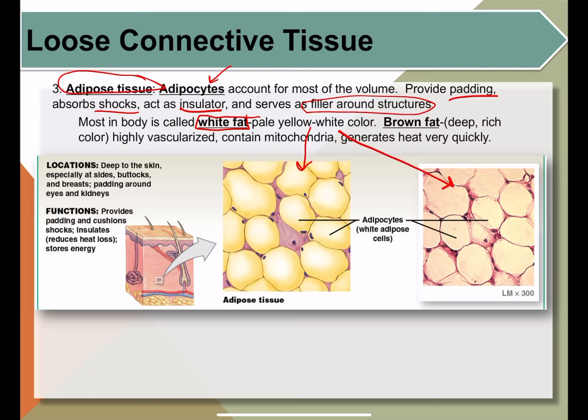Just recently, we have discovered that adults also have brown fat. Previously, they thought it was only existent in babies, but now we know that it also exists in adults. Brown fat is deeper and has a richer color. That's what we call it, brown fat. But it is highly vascularized and contains lots of mitochondria. So hence, because they have mitochondria for burning calories and making ATP, they can generate heat very quickly.